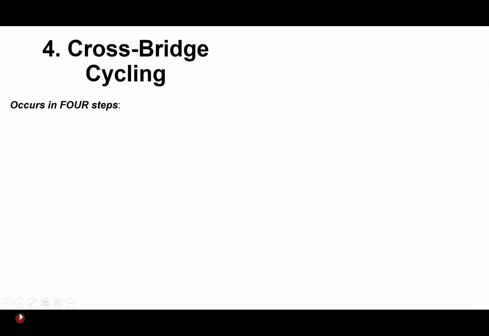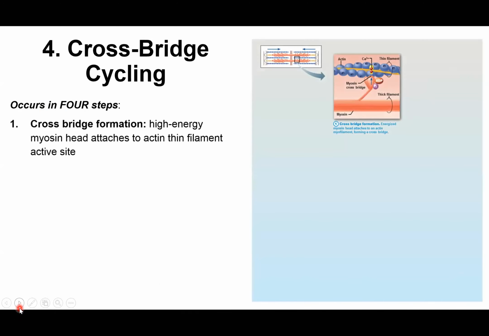So cross-bridge cycling occurs in 4 steps. Step 1 is the cross-bridge formation. The cross-bridge formation occurs when the myosin head attaches to the actin thin filaments on their active sites. So step 1, myosin latches onto actin.